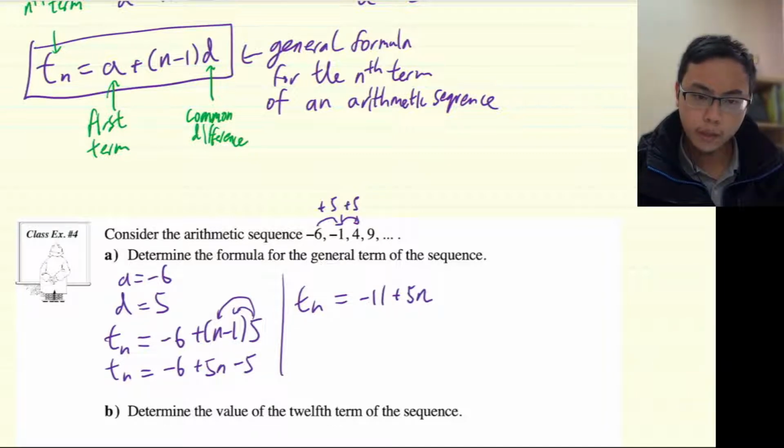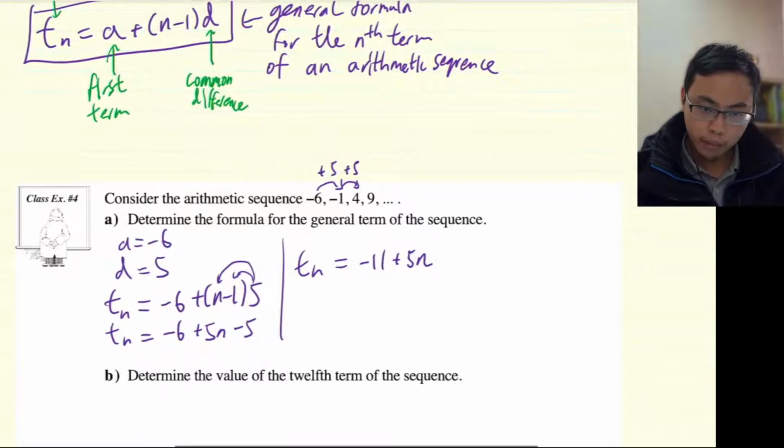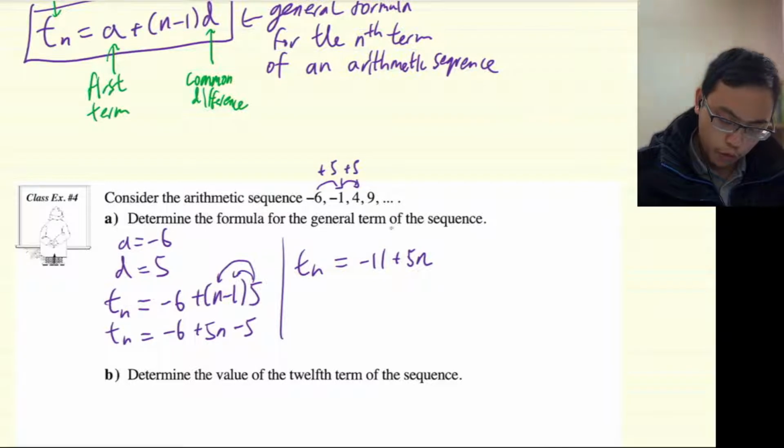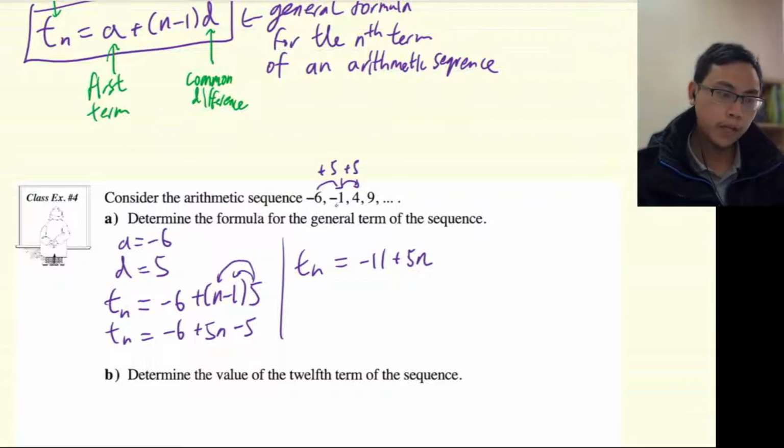Now we can double check our work to make sure it is correct by putting n into the sequence. So if I put 1, this is the first term. Remember, -6 is the first term. So with 1, -11 plus 5 will be -6. That's correct. If I put 2 into my formula, -11 plus 10 will be -1. That's -1. Okay, so that's how I know it's correct.